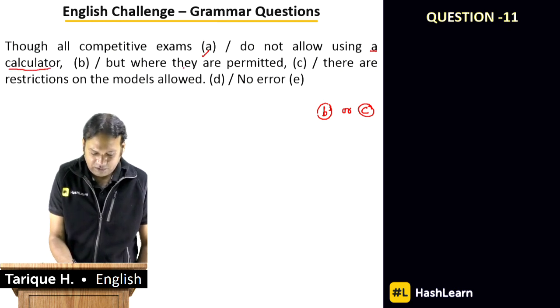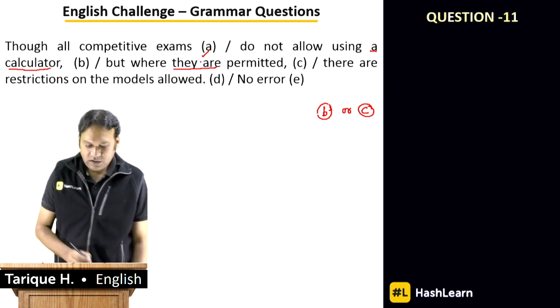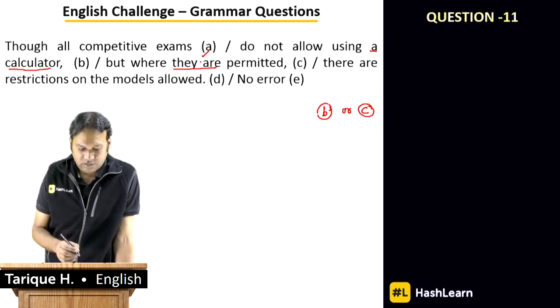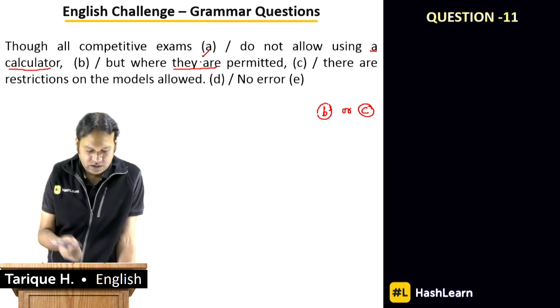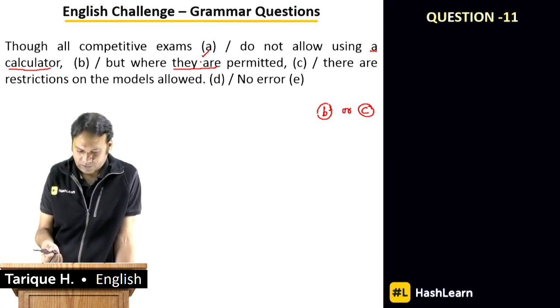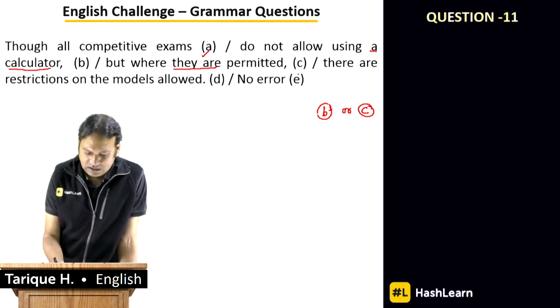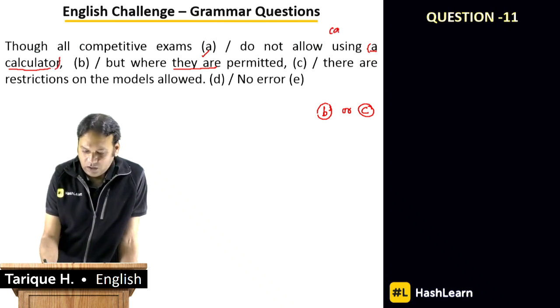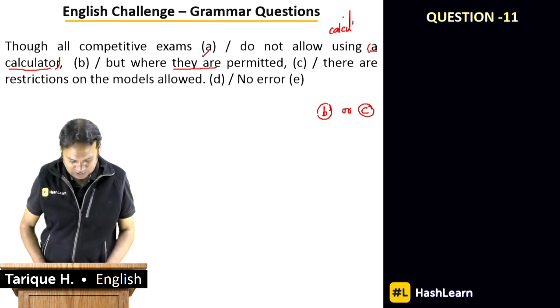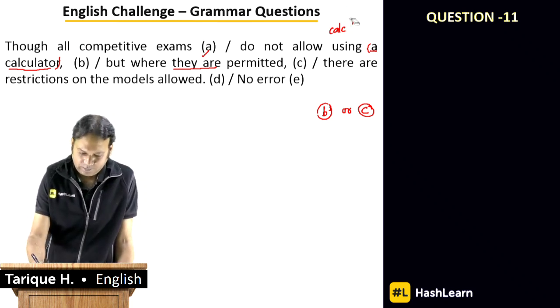Why? Because of the later part of the sentence, "but where they are." Because "a calculator" is singular, we should say "but where it is permitted, there are restrictions on the models allowed." So that's why you can say the answer is B. Instead of "a calculator," what we should have here is "calculators." If you look at the sentence, it's better to keep it as calculators rather than a calculator.